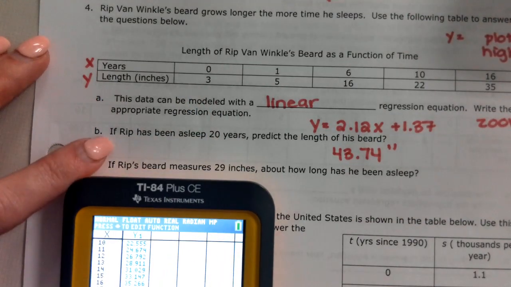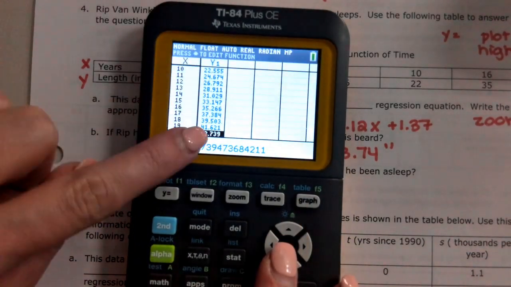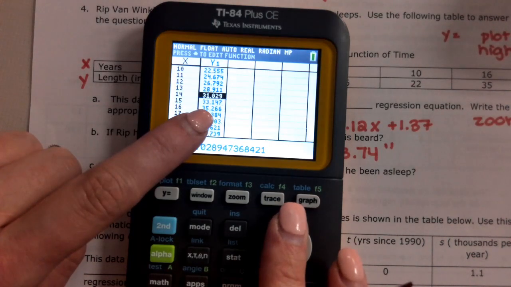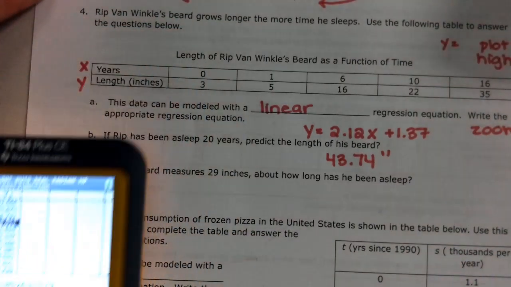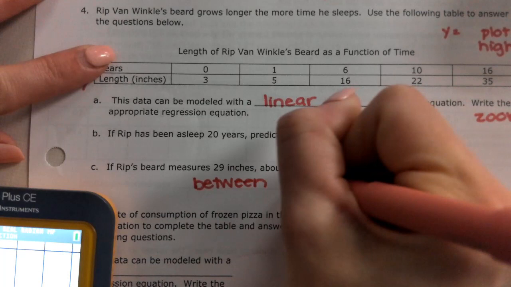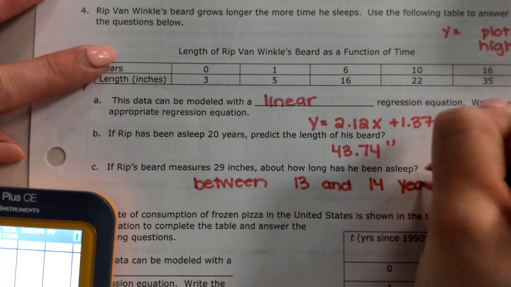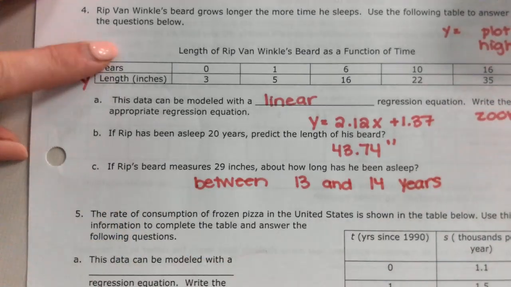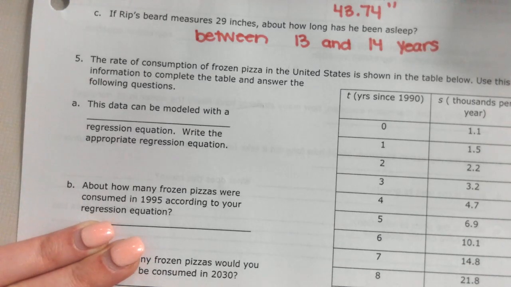If Rip's beard measures 29 inches, about how long has he been asleep? So now I'm looking for 29 here in the Y. So it's going to be between 13 and 14 years. The rate of consumption of frozen pizza in the United States is shown in the table below. Use this information to complete the table and answer the following questions.